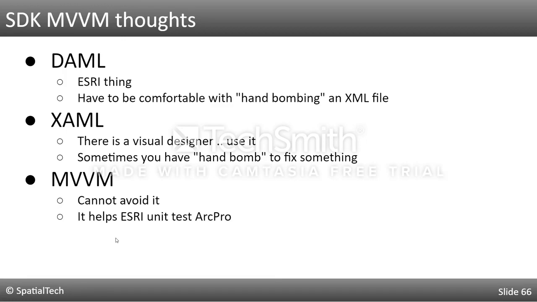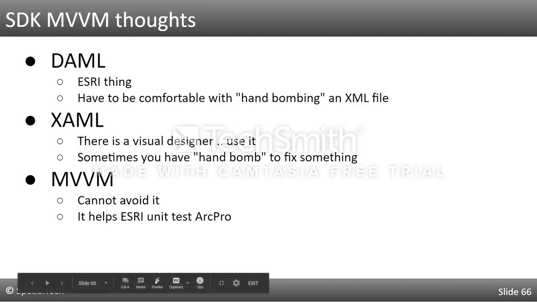MVVM also helps ESRI unit test ArcPro, so they can do as much automated testing ahead of time. So they catch easy bugs, bugs that the end users would have caught anyway. You squash as many bugs as you can ahead of time, because once you get humans testing, that's expensive, right? If we can get the computer to test stuff and find things so we get them fixed, clean code, that sort of concept, we definitely want to take advantage of that as much as possible.